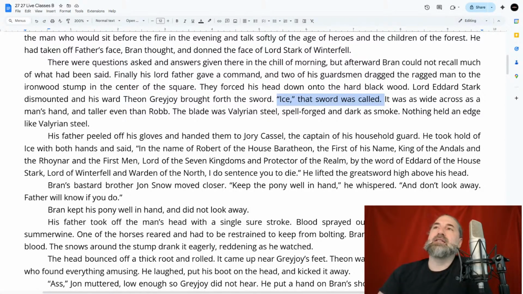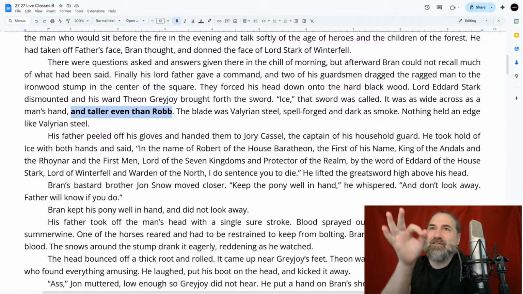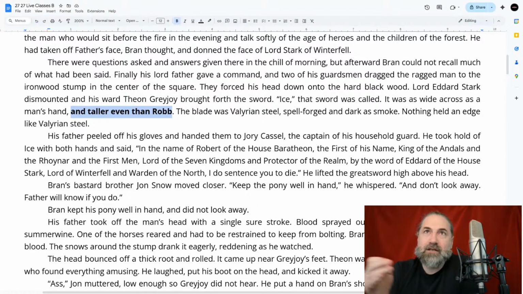This right here, Ice, that sword was called. That aside and short sentence and the way it's put in there is voice. It's a way of presenting exposition. It's a way of using words. There's another thing. It was as wide across as a man's hand, and taller even than Robb. More importantly, this phrasing is a sample of Martin's voice. I use something similar to that. I say not but a foot away, right? Not but a foot away.